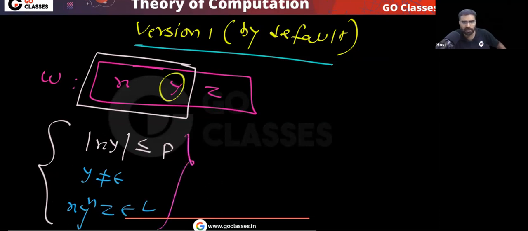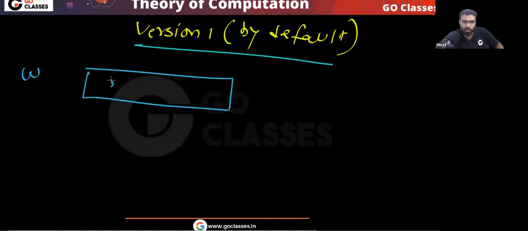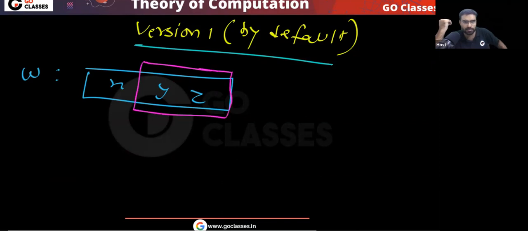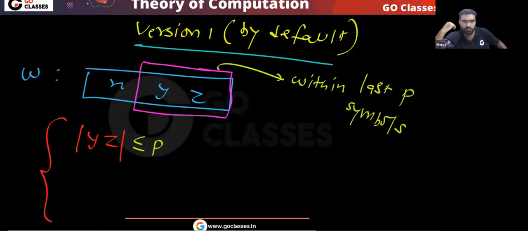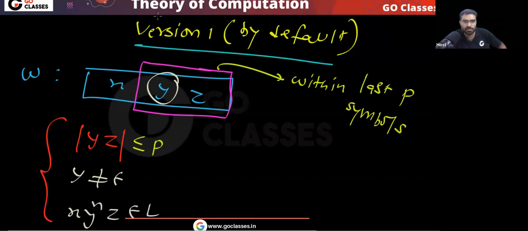So this is your definition 1. This is your version 1. In version 2, what will happen? W can be broken into 3 parts. Remember, in this version, we say Y can be found in the last P symbols. Yes or no? Within the last P symbols, you can find Y. And of course, Y is non-empty, and you can repeat this Y any number of times. The result will belong to L.